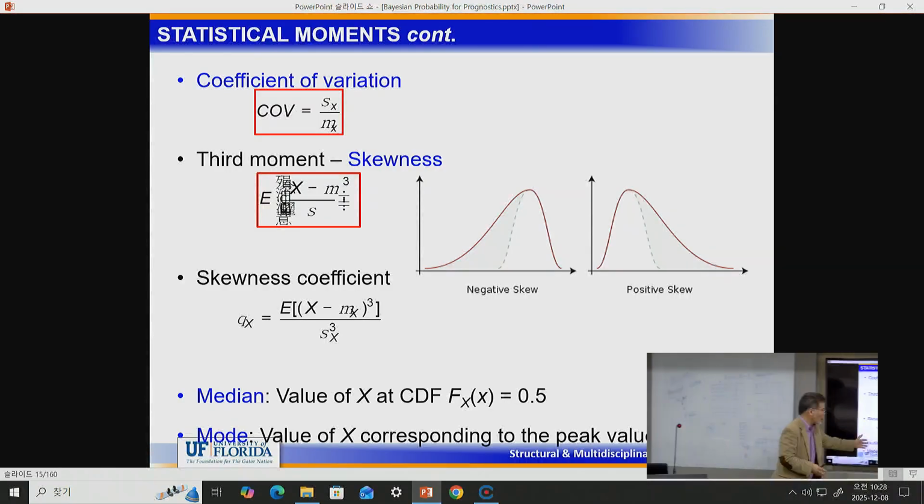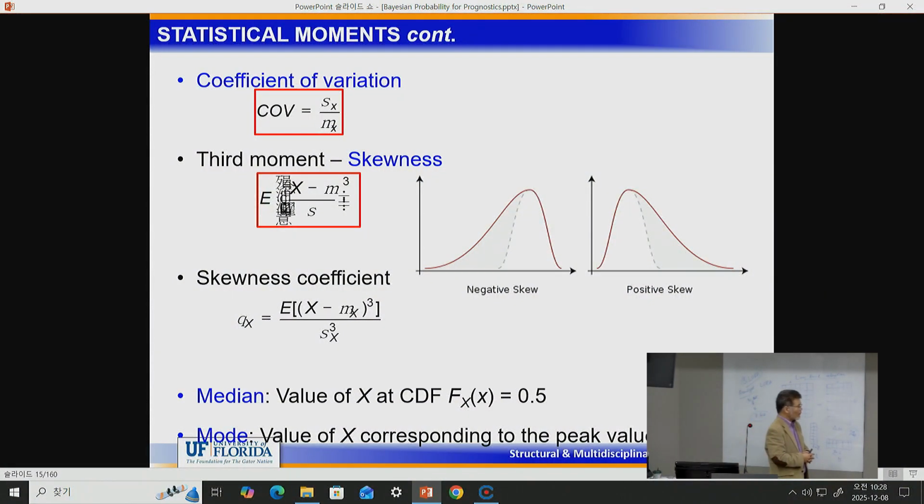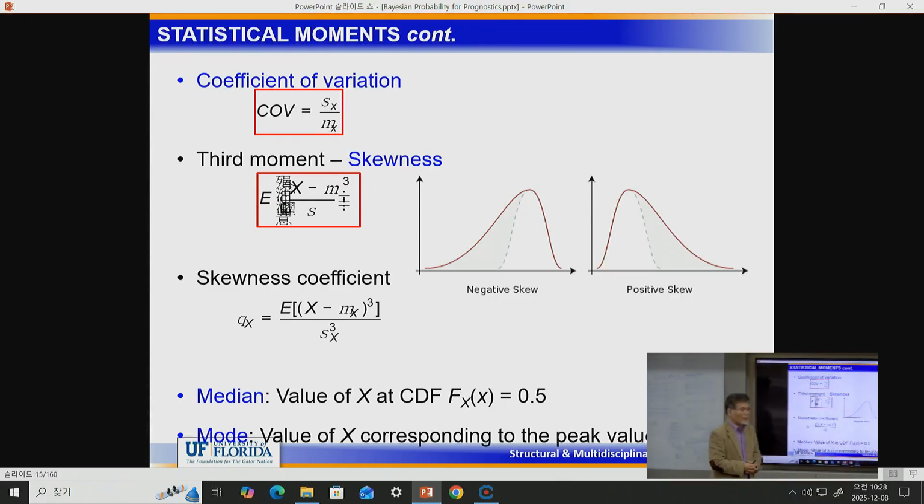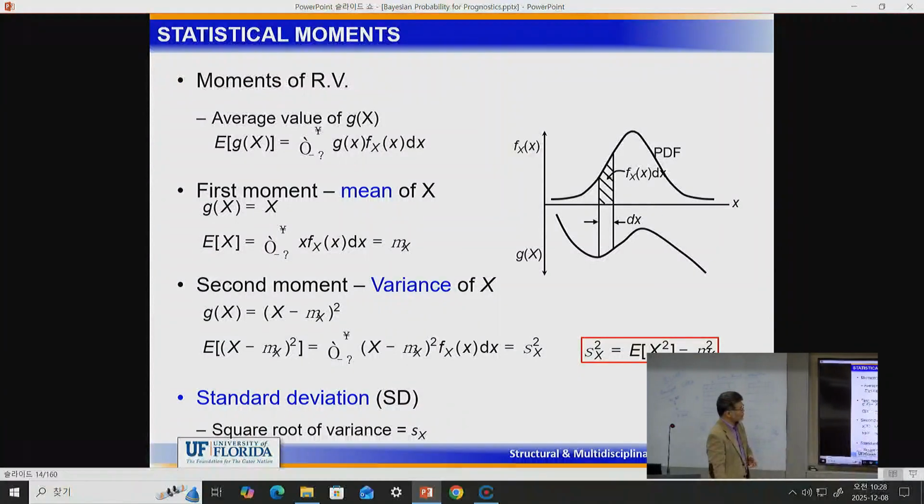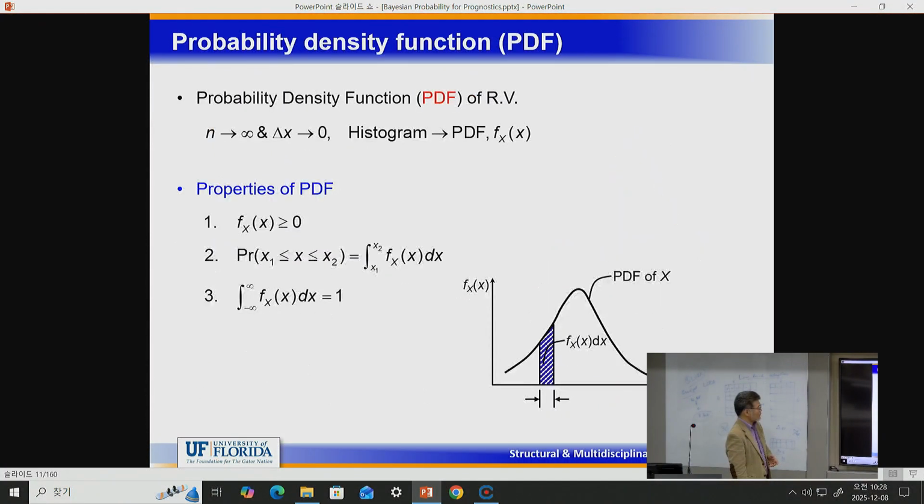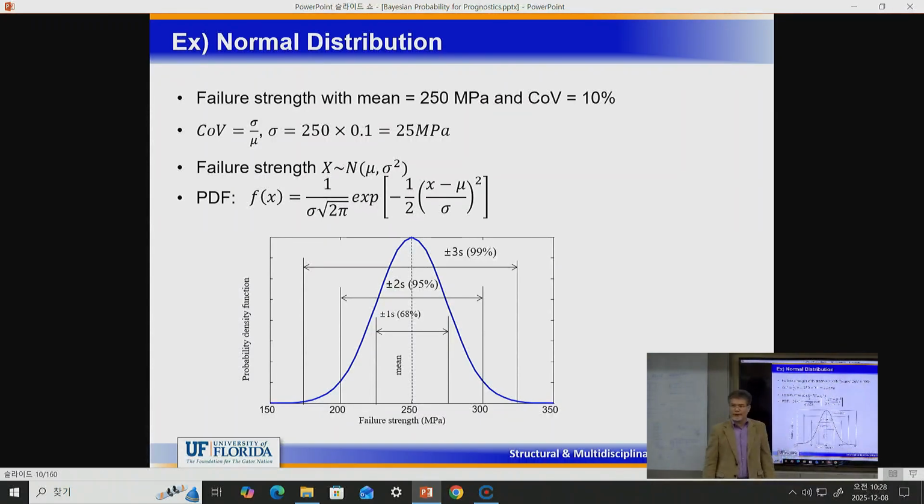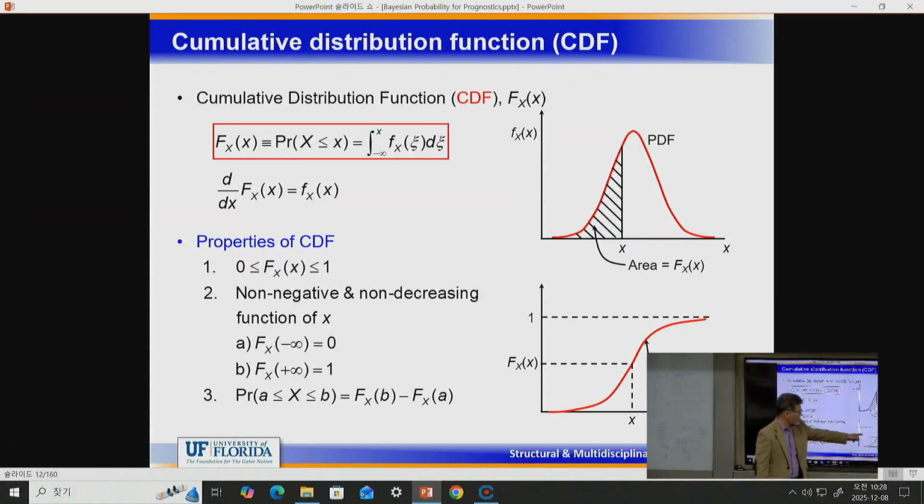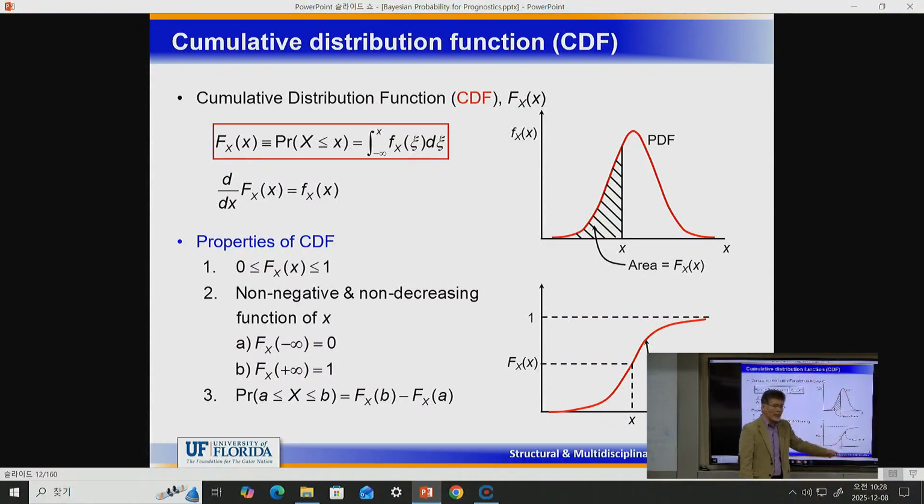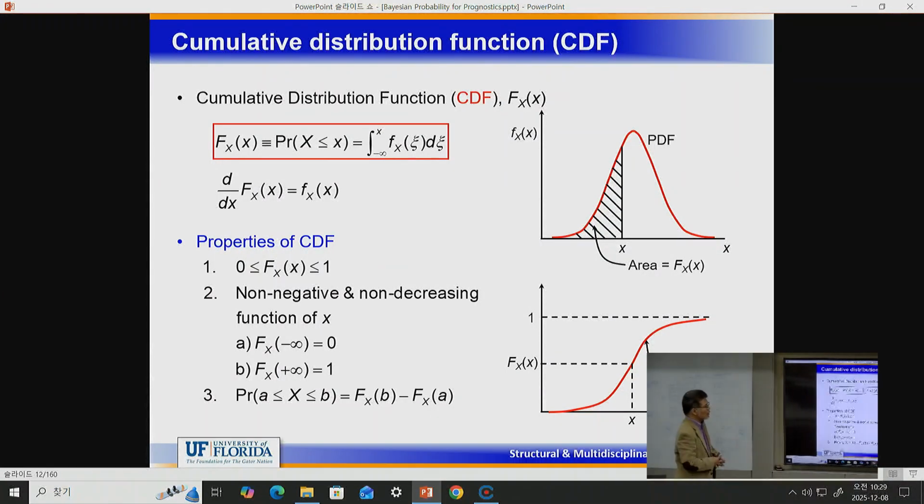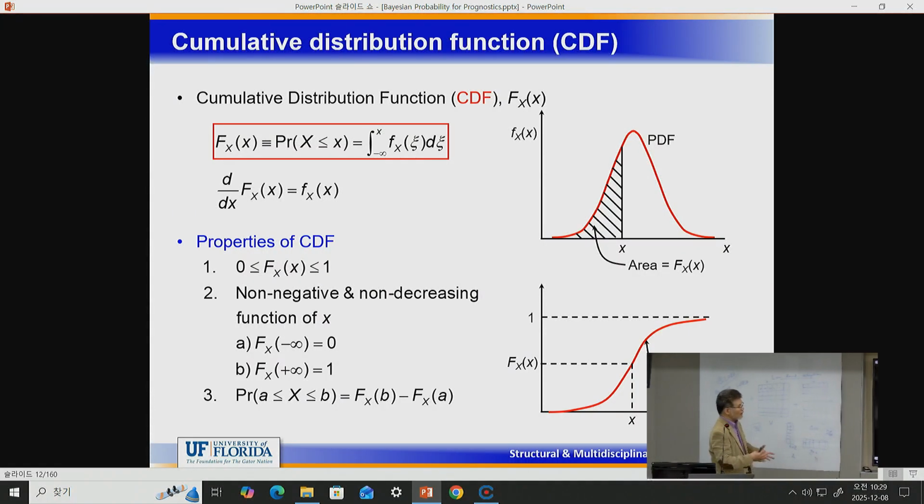The median is the value of x when the CDF equals 0.5. And the mode is the value of x corresponding to the peak value of the PDF. If you talk about the normal distribution, this one is the peak, so that's the mode, right? And if you plot the CDF, that peak point corresponds to probability 0.5. So in the normal distribution, your mean, your mode, and your median are all the same.